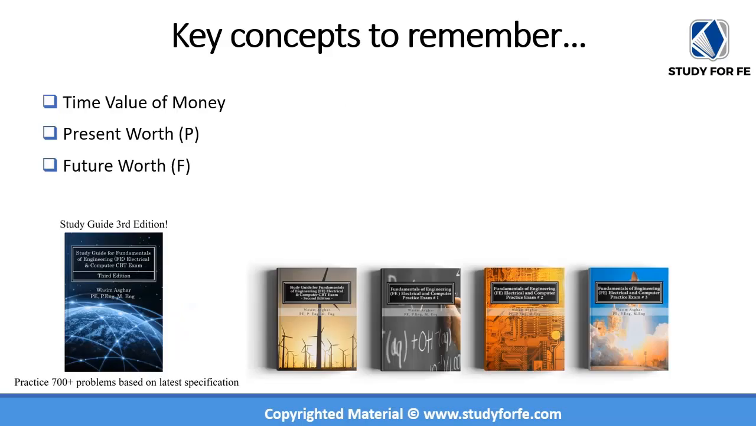In this lecture, we introduced the concept of time value of money and looked at present worth and future worth in detail with several examples. In the next lecture, we will look at annuity and gradient, which are slightly more complicated concepts. For further practice, I'd recommend you check out the quiz at the end of the lecture, and also consider the study guide and practice exams for additional practice.